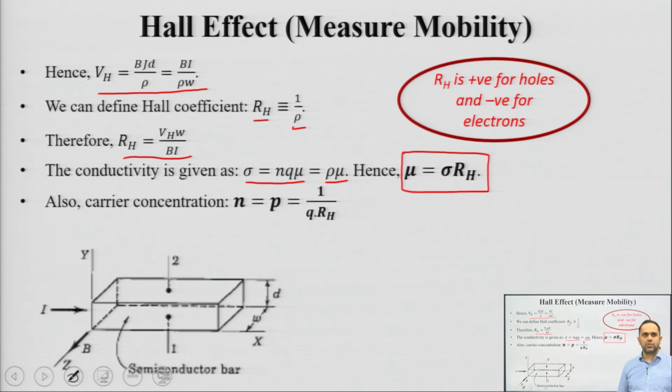Okay. And what is RH? 1 by rho. Right. So, measurement of this charge density is basically useful in calculating carrier concentration as well as it is useful for measuring mobility.